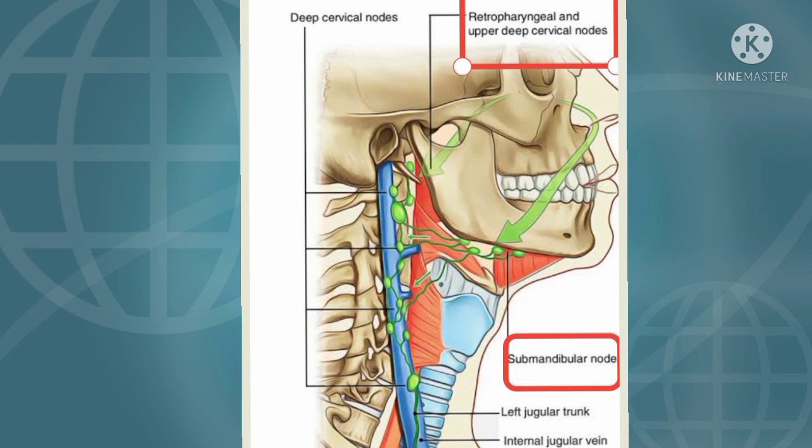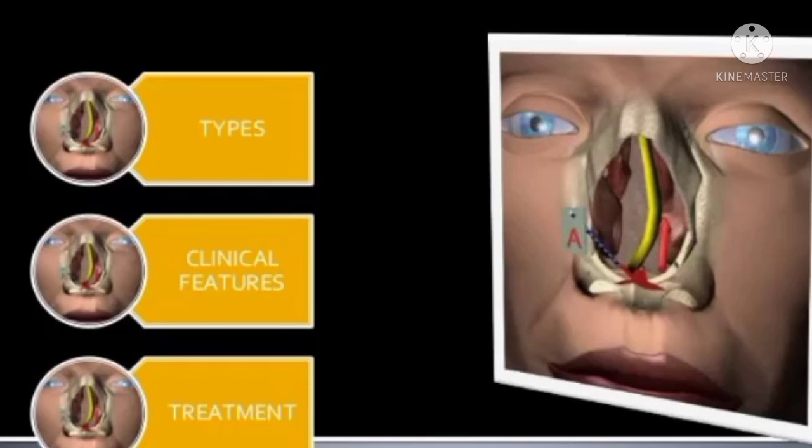Now we will talk about the clinical anatomy of the nasal septum. Pathological deviation of the nasal septum is often responsible for repeated attacks of common cold and allergic rhinitis, and it requires surgical correction. And this is all about the nasal septum.